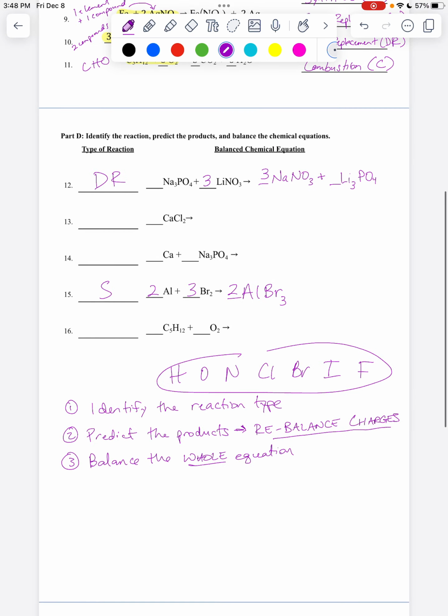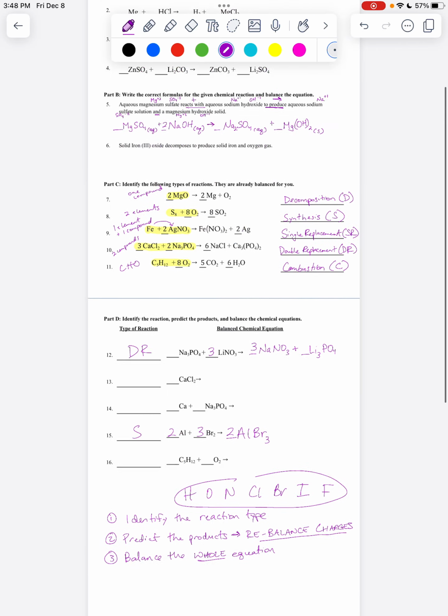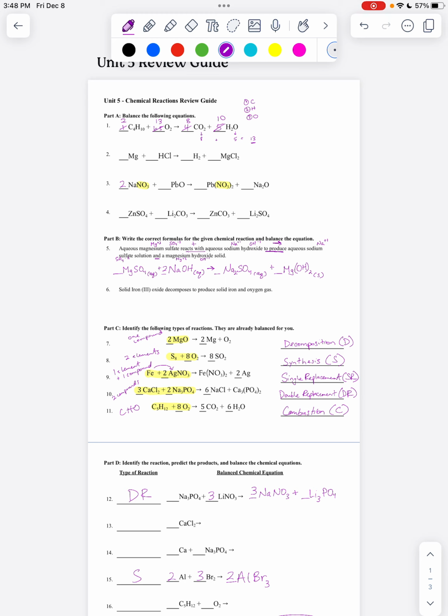But this is pretty much Unit 5 in a nutshell. So that should be it. If you have any other questions, then you can always ask me in class or find a time outside.